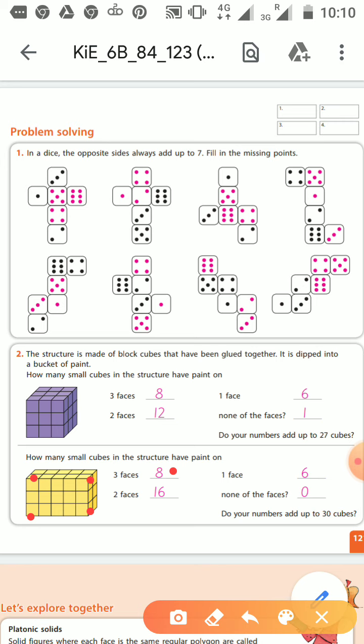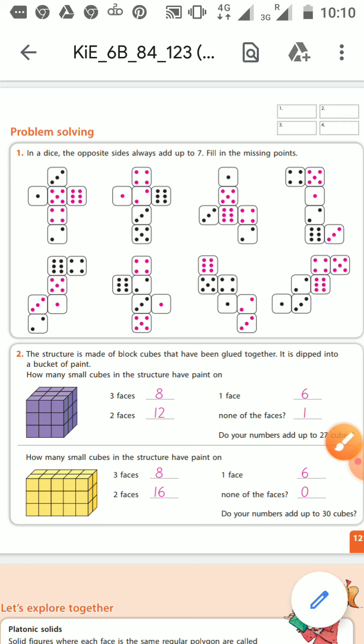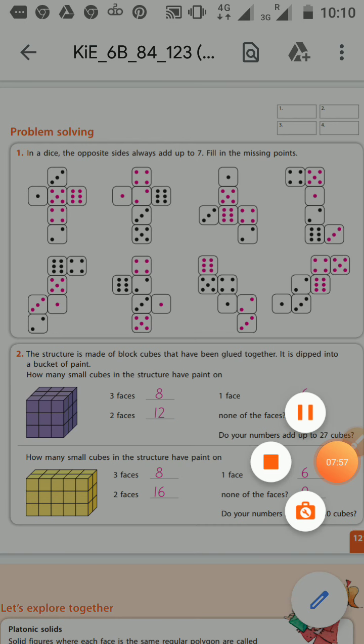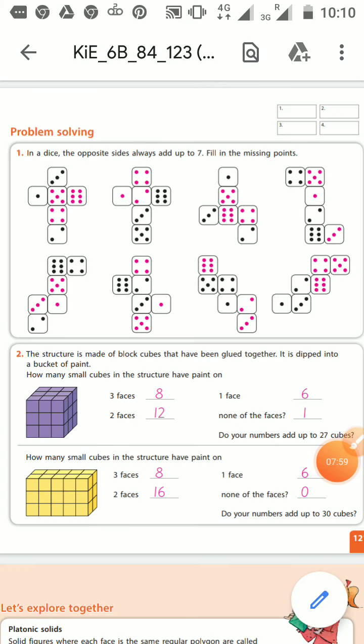How many have got 2 faces painted? Well, I'll just point out a few good ones. That one, that one, that one, you know, go in there. They're kind of in between the corners. That comes to 16. How many have only got 1 face painted? 6 of them. Have a look there. That's 6 there. And then how many have got none of the faces painted? It says none. All right.